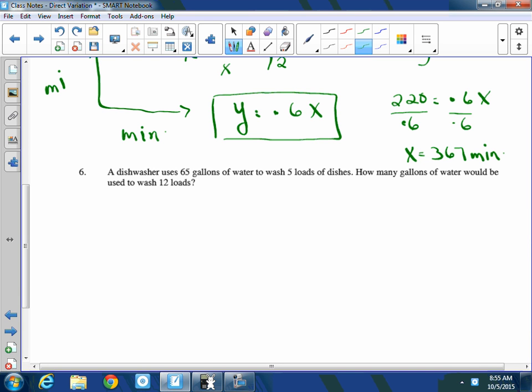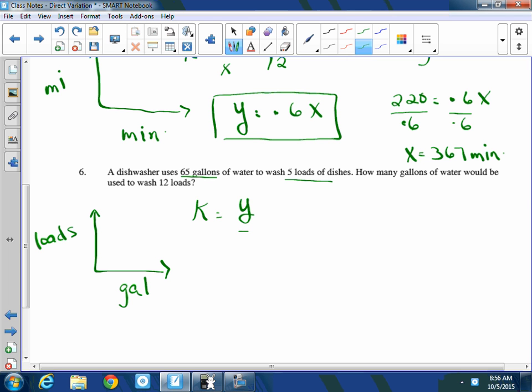You did it. Okay, a dishwasher uses 65 gallons of water to wash 5 loads. There you go. You got your x and you got your y. Which one depends on what? The more water, the more loads you can do, right? So, gallons, and then loads of dishes, right? Because if there's no water, can you clean any dishes? No, you cannot.